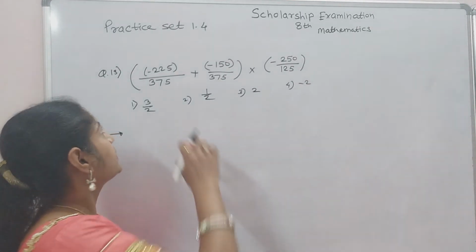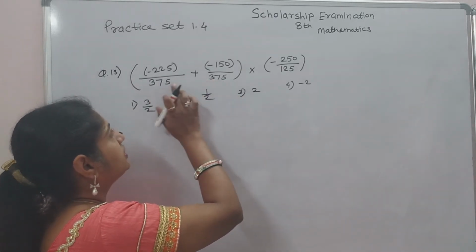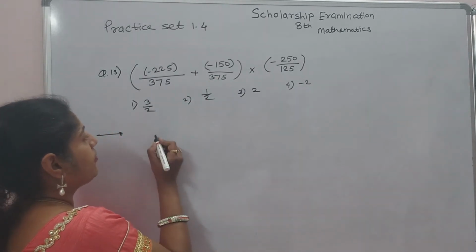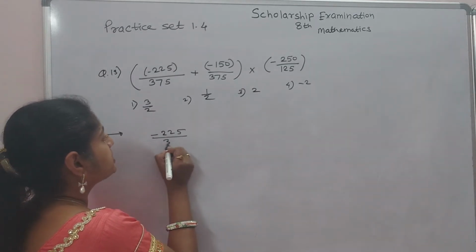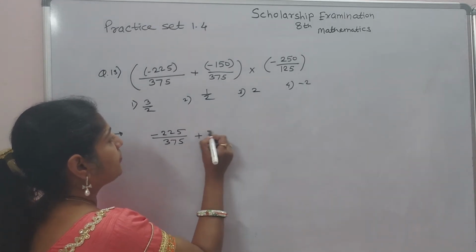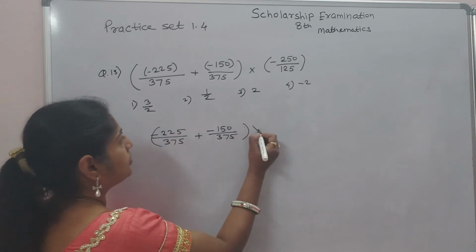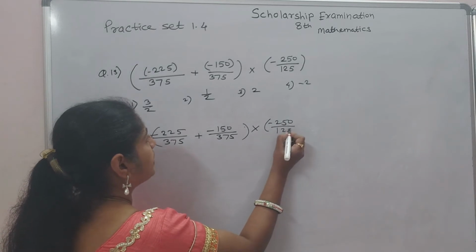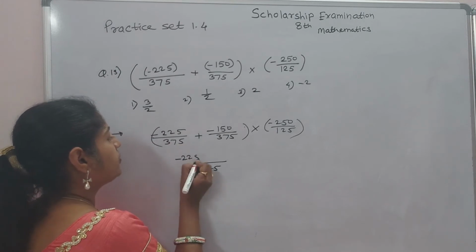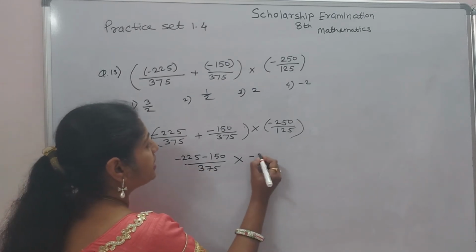Observe question number 13. There is a bracket, and in the bracket there is the addition of two fractions having equal denominators: minus 225 upon 375 plus minus 150 upon 375, into negative 250 upon 125. The denominator is equal, 375, so minus 225 minus 150. Addition of two negative numbers is always negative.